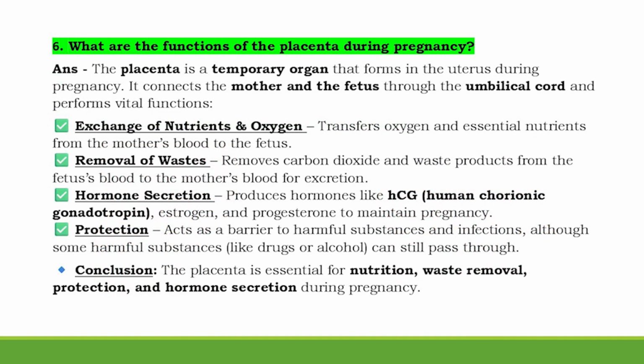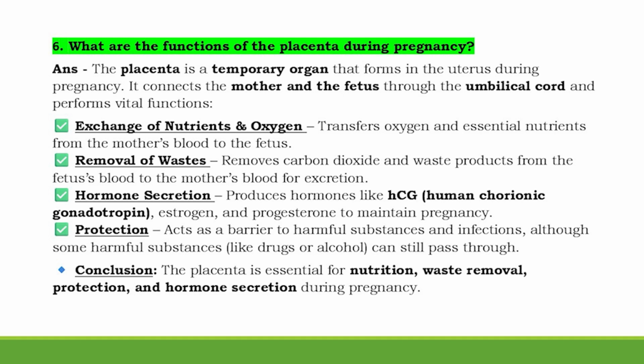6. What are the functions of the placenta during pregnancy? Answer: the placenta is a temporary organ that forms in the uterus during pregnancy. It connects the mother and the fetus through the umbilical cord and performs vital functions. Exchange of nutrients and oxygen, transfers oxygen and essential nutrients from the mother's blood to the fetus. Removal of wastes, removes carbon dioxide and waste products from the fetus's blood to the mother's blood for excretion.